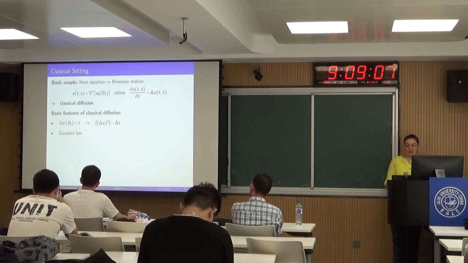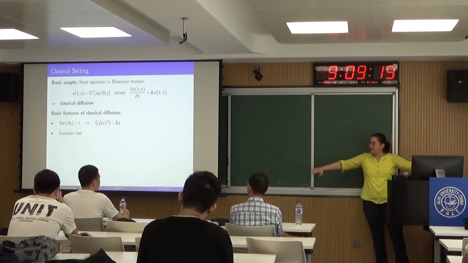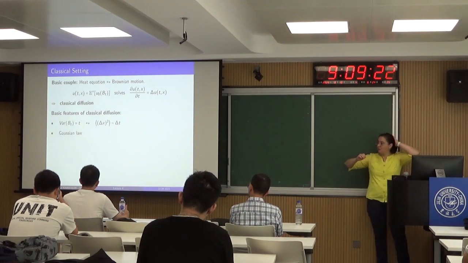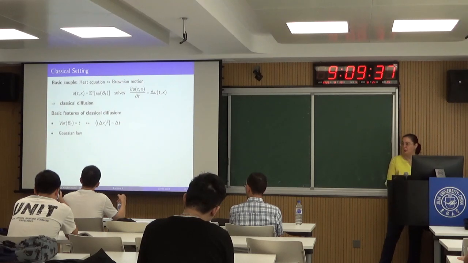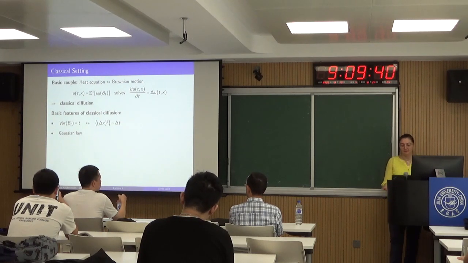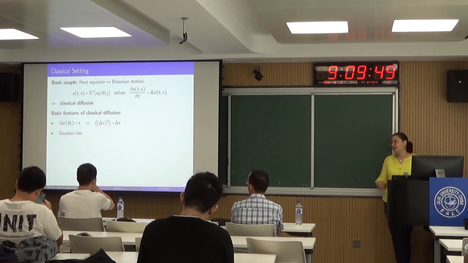Okay, and another basic feature of classical diffusion is that this underlying stochastic process is Gaussian. That is, the PDF of this distribution decays very fast, it does not have heavy tails. So the PDF decays very fast when we go away from the mean. Yeah, so the Gaussian law is again something fundamental.